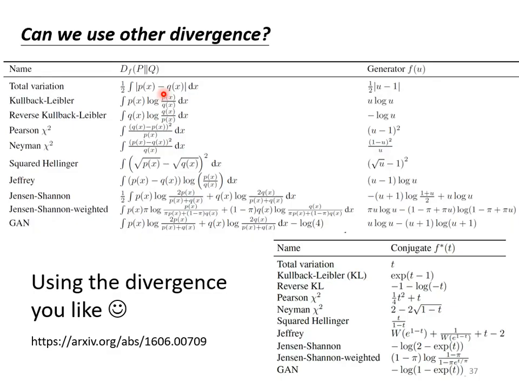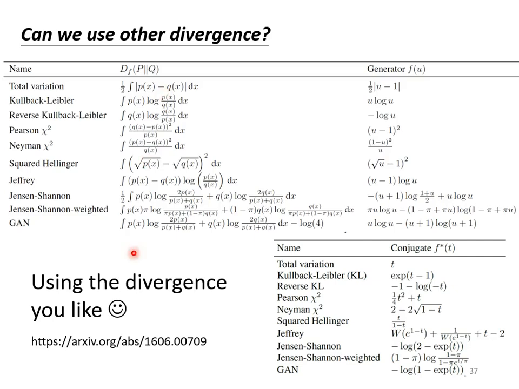Why not use real JS divergence or another divergence? For example, KL divergence. Of course, you can do it. You only need to change the objective function. Then, you can use all kinds of divergence. How to design an objective function for different divergence?